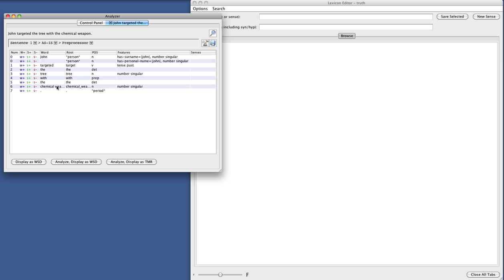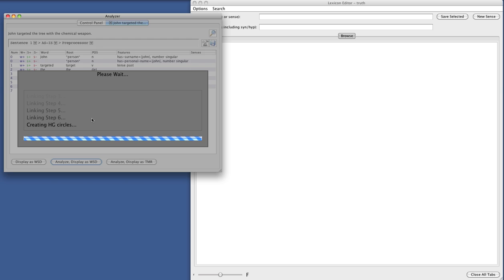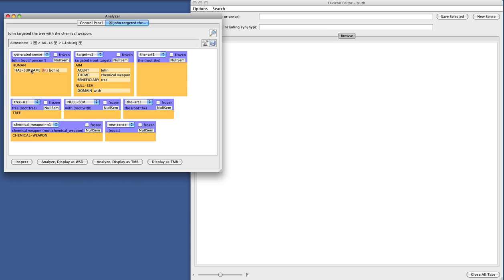Secondly, the system has identified chemical weapon as a phrasal. In our lexicon, chemical weapon is understood as one token. This information is then sent to the word sense disambiguation system. So we're running that system, and we see the following results.